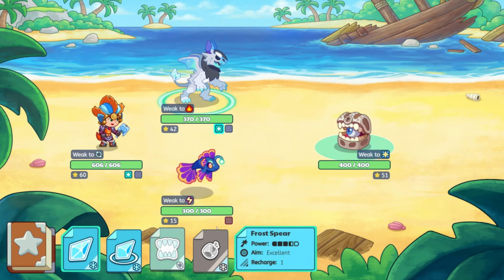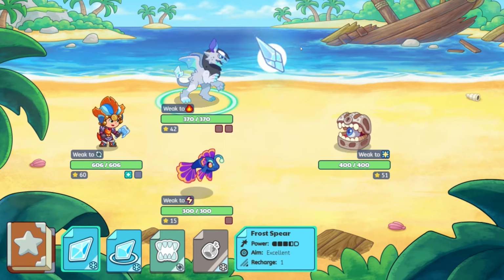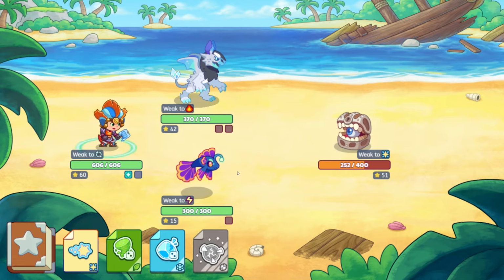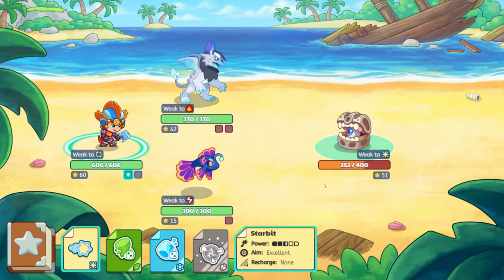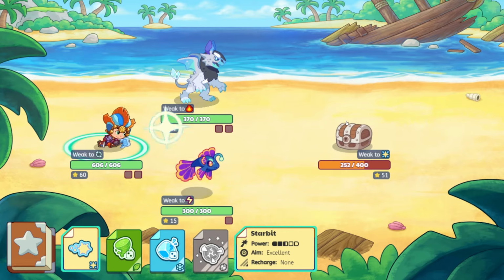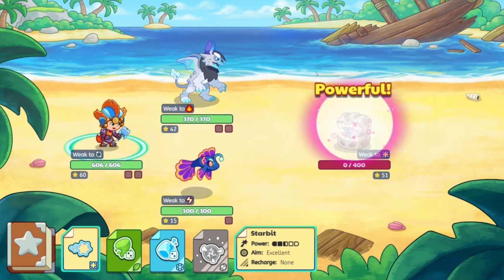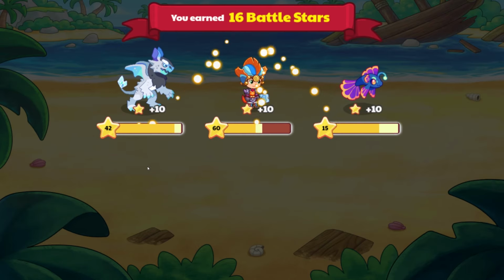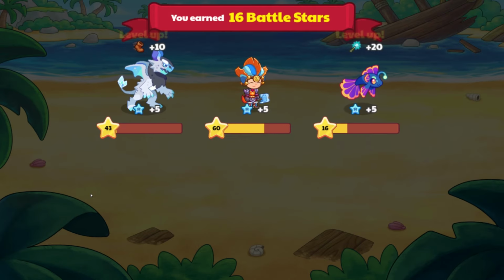And let's start out with Frost Spears here, see how that does. 147, pretty good. And then we're just going to finish up with Starbit. So we didn't get any questions out of that, but we are getting experience, which is awesome. That'll make the rest of the game easier for us.